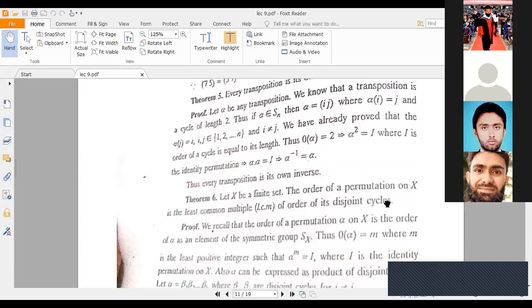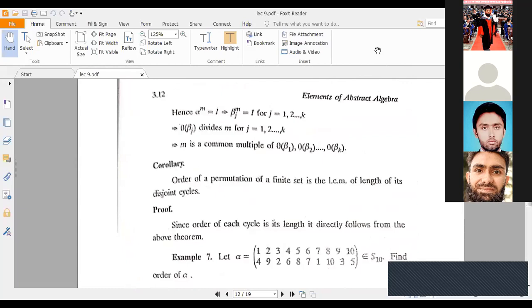If X is any finite set, the order of a permutation on X is the least common multiple of the orders of its cycles. If we have one cycle, then the order of the permutation is very easy, the number of elements. If we have many cycles, then how do we find the order? If we have 2, 3 cycles, then we take the LCM of these cycles. The order of the permutation of X is the LCM of the orders of its disjoint cycles. Because in the above theorem you already know that any permutation can be represented as a product of disjoint cycles. First you write the permutation as disjoint cycles, then you take the LCM for all cycles. This is called the order of the permutation. And the order of a permutation of a finite set is the LCM of the lengths of its disjoint cycles.